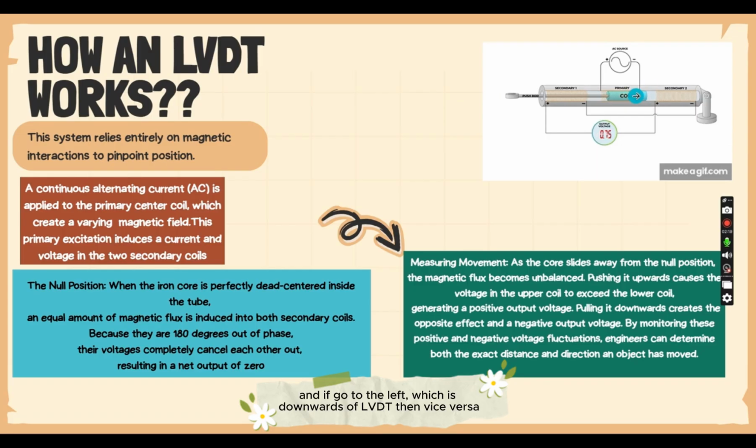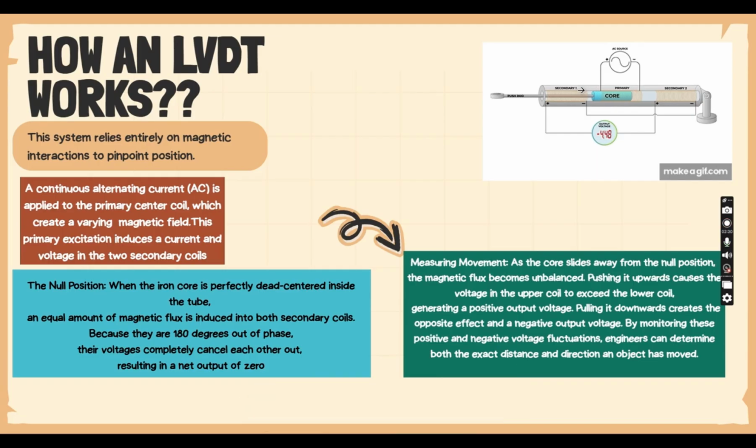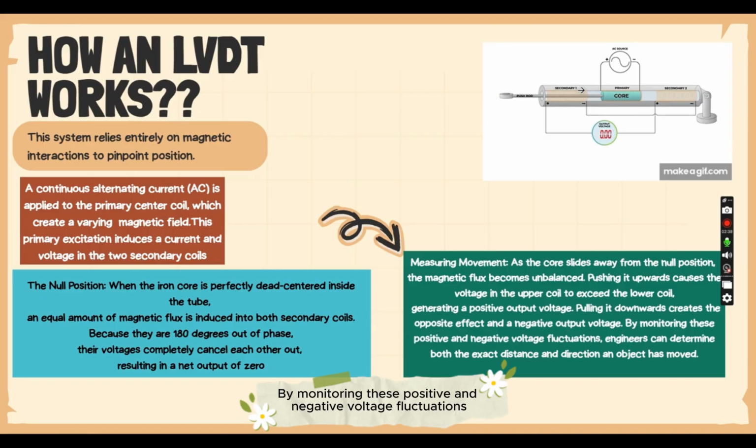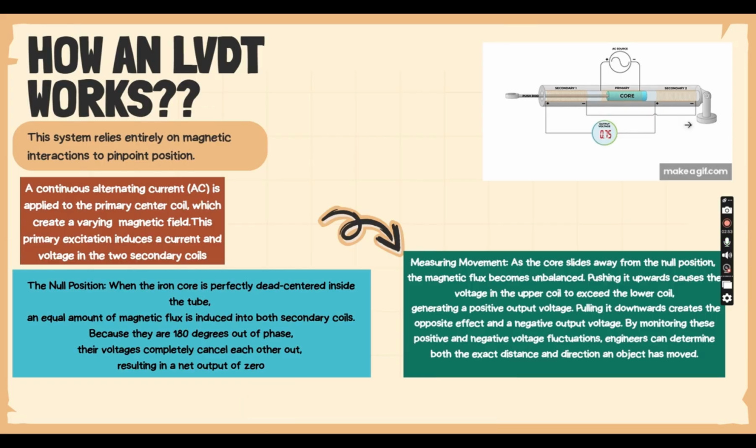And if we go to the left, which is downwards, then vice versa. The output voltage will become negative. Alright, so it is the same, just the direction differs. Okay, how can we use this as an engineer? By monitoring these positive and negative voltage fluctuations, engineers can determine both the exact distance and also the direction an object has moved. Later I will talk about an example of how to calculate all that, alright?